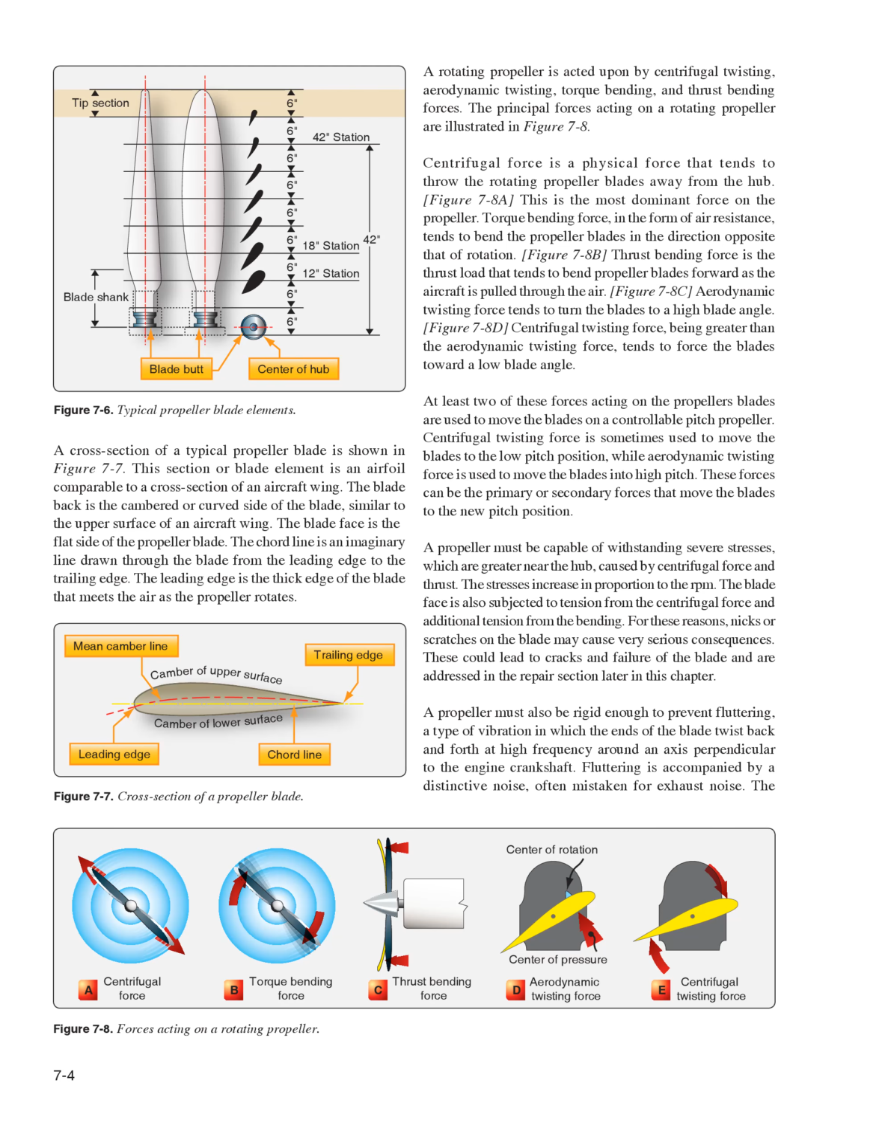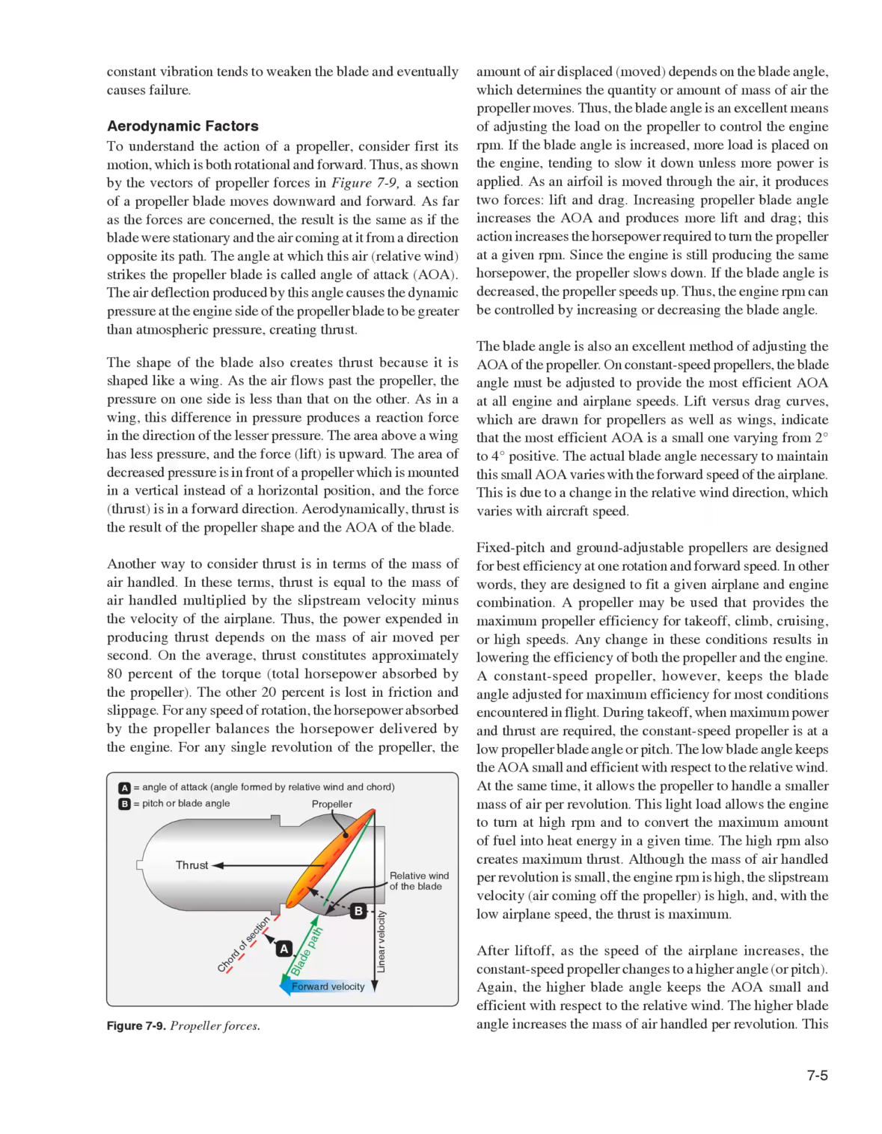A propeller must also be rigid enough to prevent fluttering, a type of vibration in which the ends of the blade twist back and forth at high frequency around an axis perpendicular to the engine crankshaft. Fluttering is accompanied by a distinctive noise, often mistaken for exhaust noise. The constant vibration tends to weaken the blade and eventually causes failure.